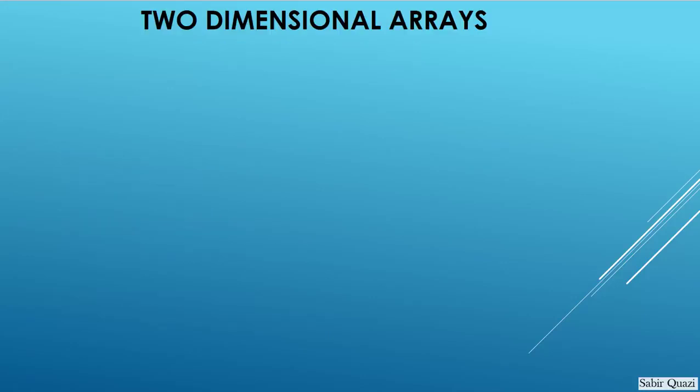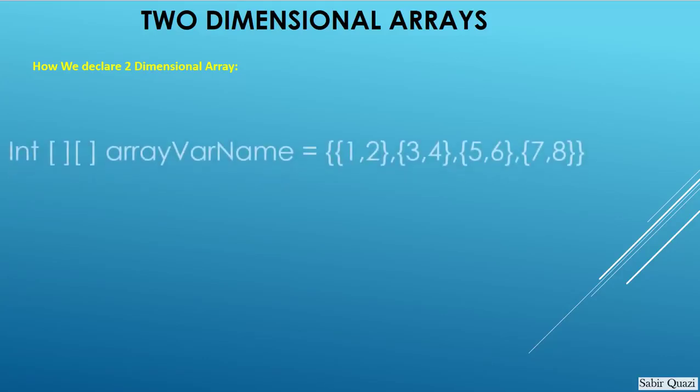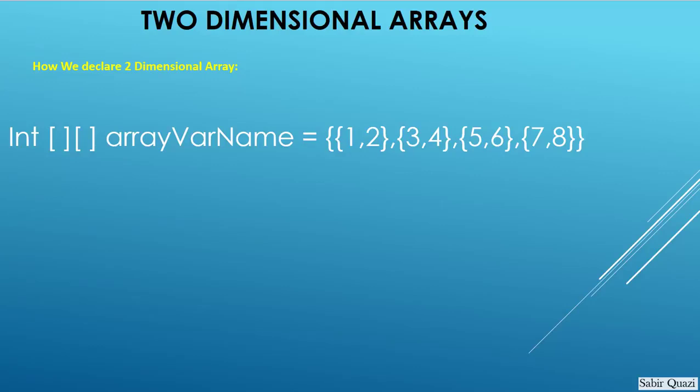Now let's see the two-dimensional array. How do we declare it? Whatever examples we have seen till now are single-dimensional arrays. There is another type of array called a two-dimensional array. Two-dimensional arrays work similar to a table in an Excel sheet, which has rows and columns.